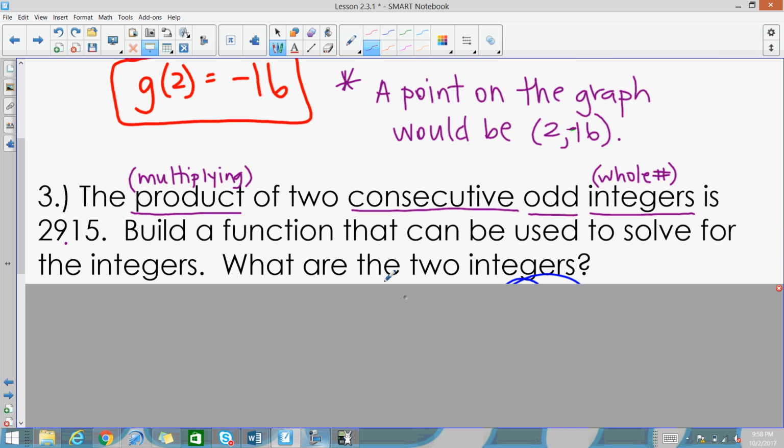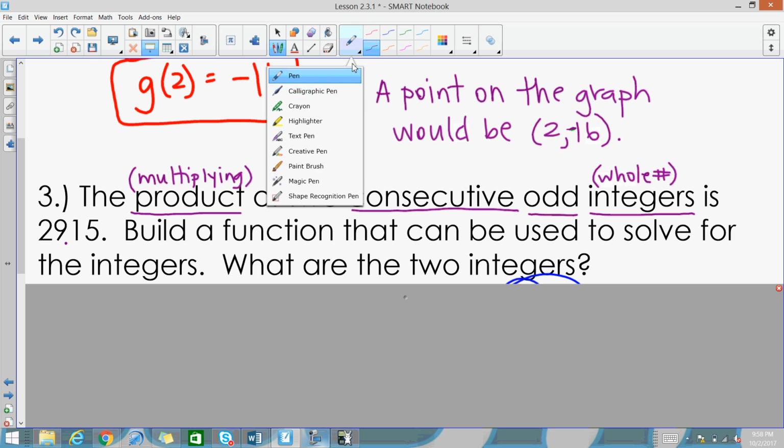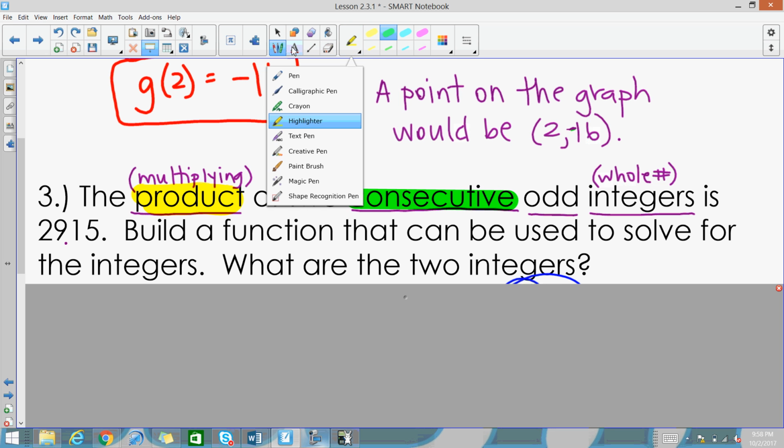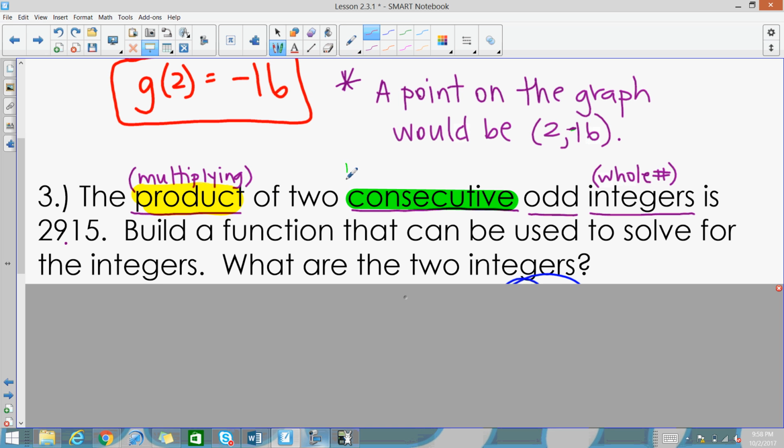Number 3. All right, so this is number 3, right after number 2. So it says the product, which is multiply, of 2 consecutive odd integers. So consecutive means numbers that are right next to each other. Consecutive odd integers would be like 1 and 3. Or, I don't know, choose a number, 7. And a consecutive odd means the next odd number, which would be 7 and 9.